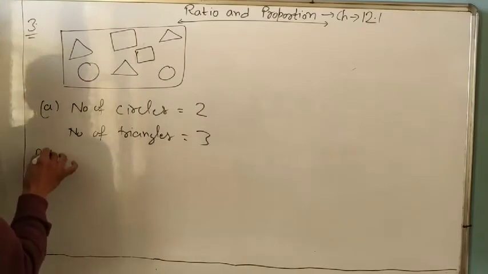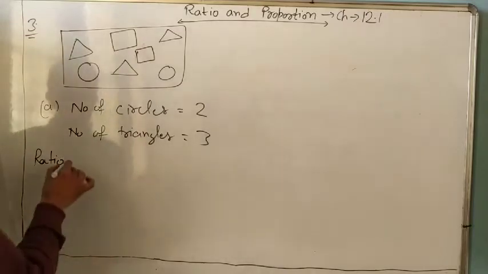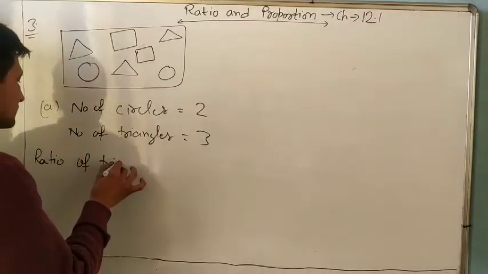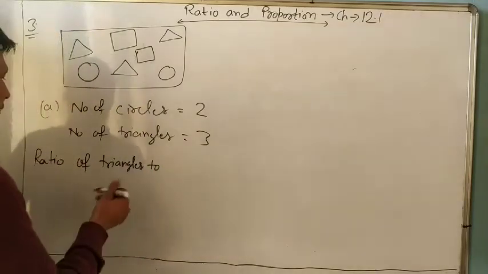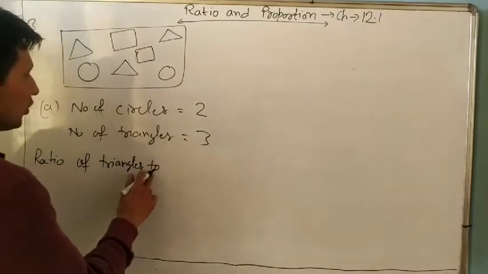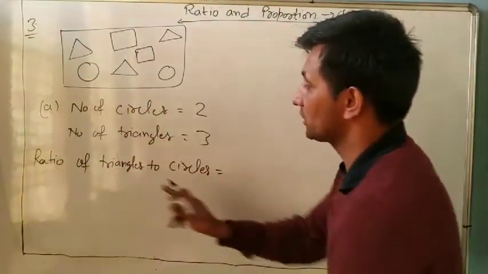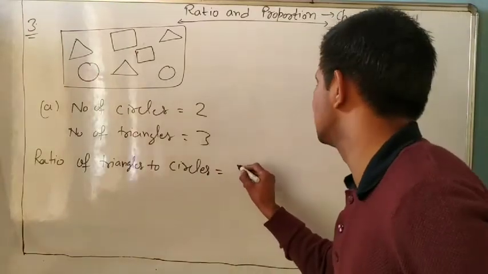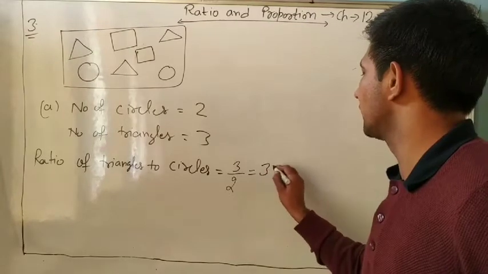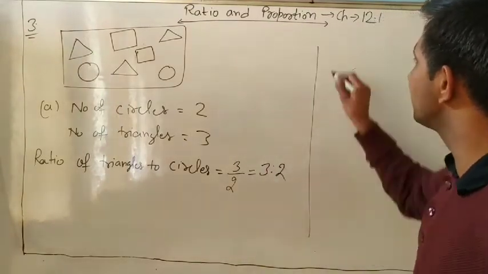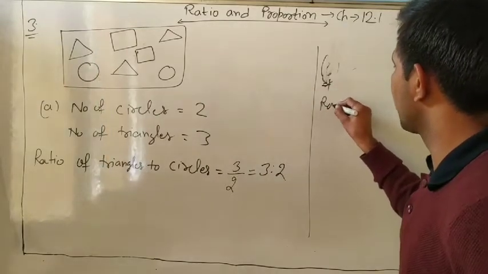So find the ratio. Write in the question what is given. Ratio of triangles to circles. So what do we write? Triangles. So triangles is 3 and circles is 2. Any common factor? No. So what is the ratio? 3:2.